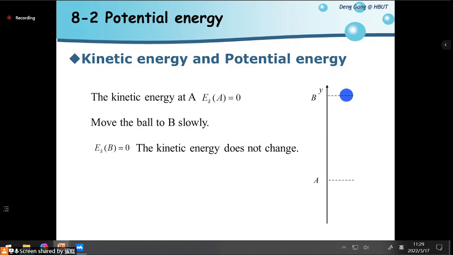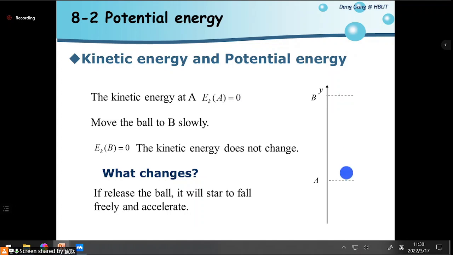But when I raise this, when I move it from here to here, actually I do work on this object, right? According to the work-kinetic energy theorem, if I do work on this object, I will increase its kinetic energy. But actually, the kinetic energy does not change. So why does it not change? Or what changes?